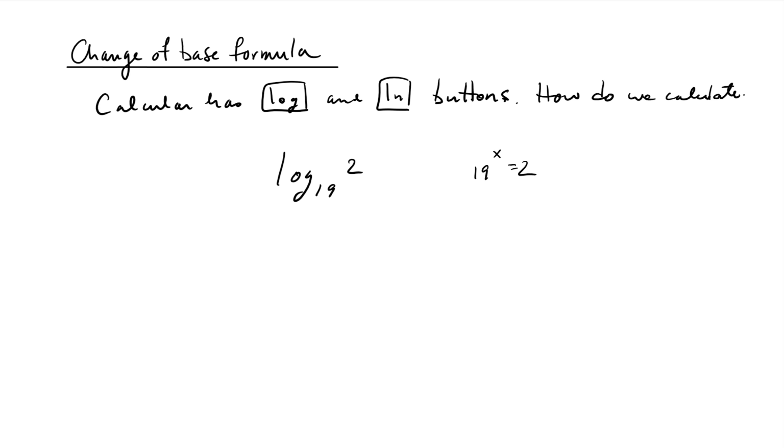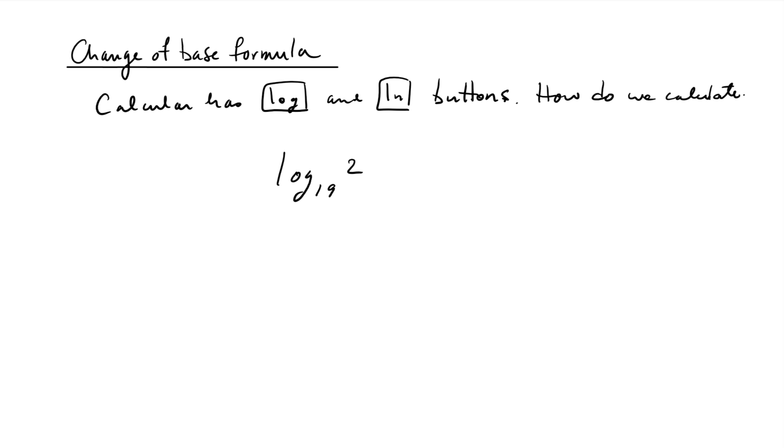I know that it's definitely going to be less than 1, because 19 to the 1 would give me 19, and 19 to the 0 will give me 1. So it's somewhere between 0 and 1, and it's probably closer to 0 than to 1. But apart from this, that's pretty much all we know. So how do we use our calculator to evaluate something like this?